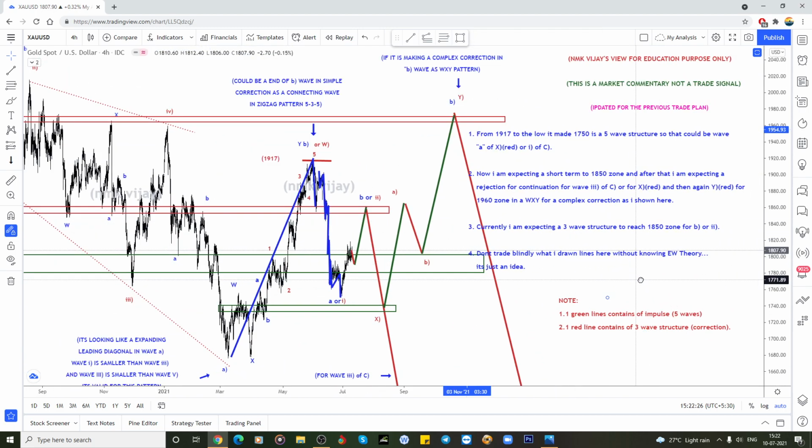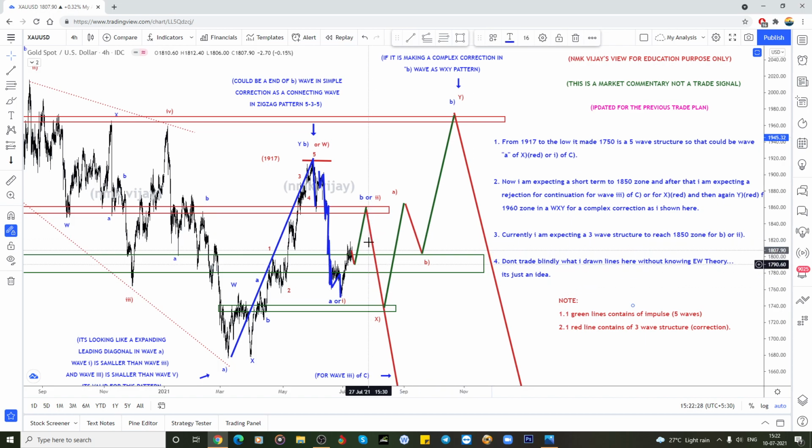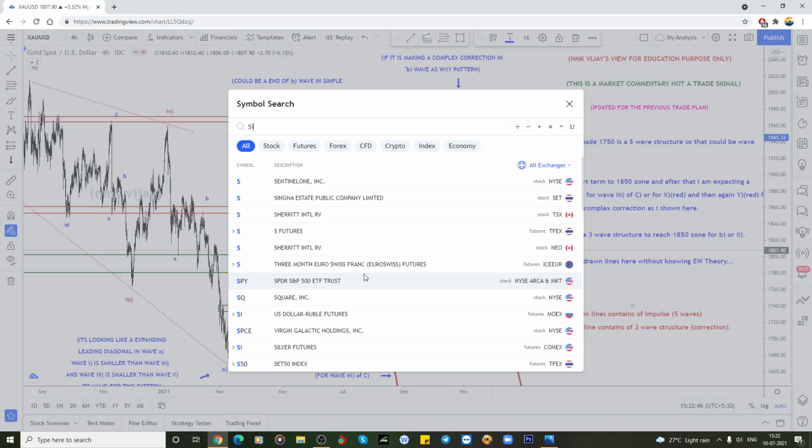That's it. Simple. So we have to observe the structure, and we need to learn what kind of structure it is doing, so that we can expect what the market will do in the future. So let's move on to the silver.